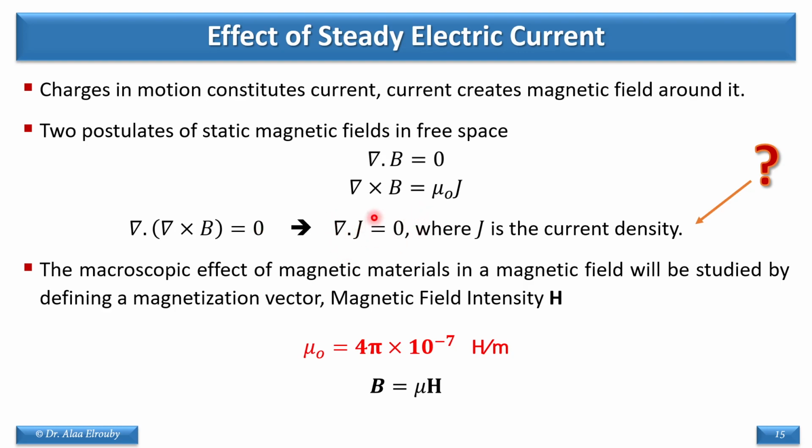So divergence of J equals 0, which means that this is the case of steady state current. Why? Because the flow, again, the current in and the current out of any volume are equal to one another. There is no difference, so it is a sign of steady state current.